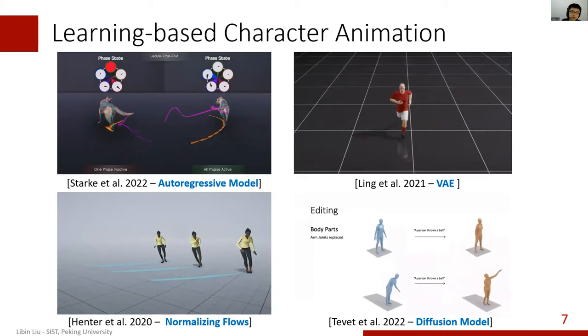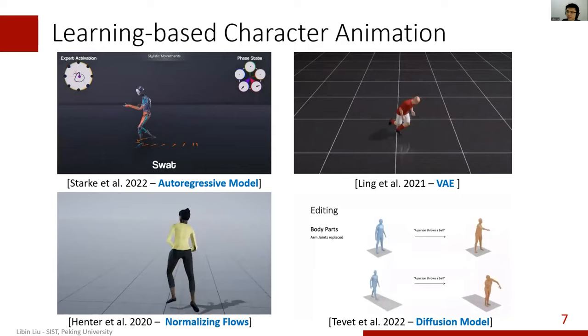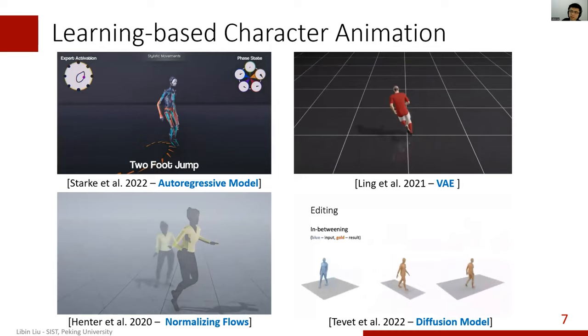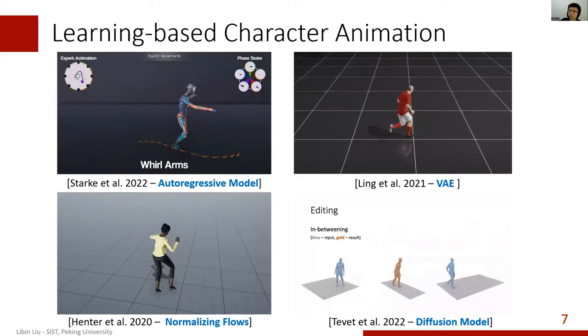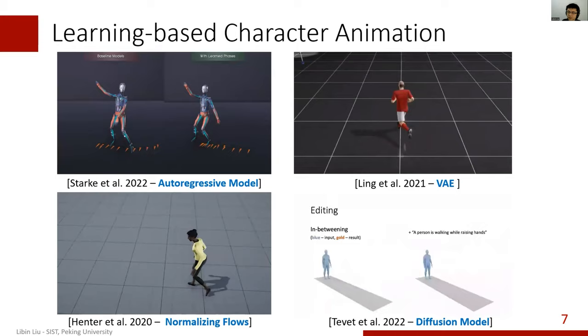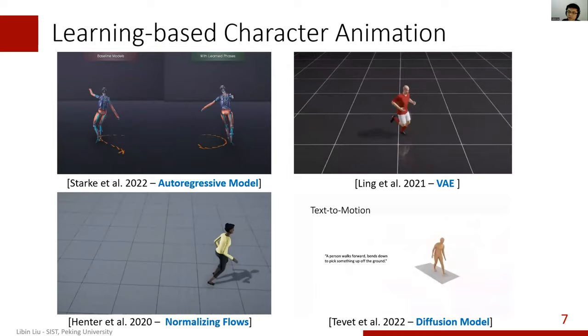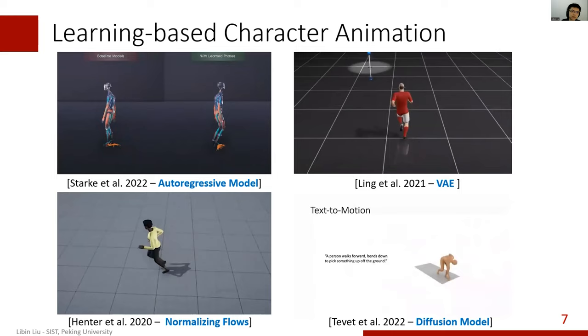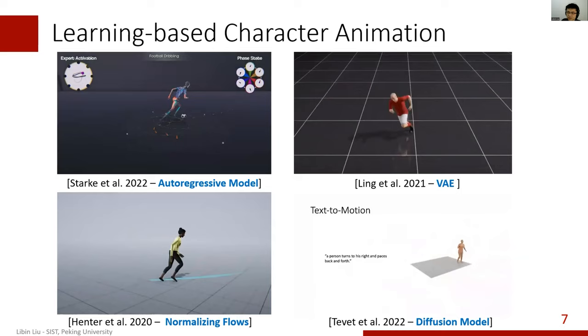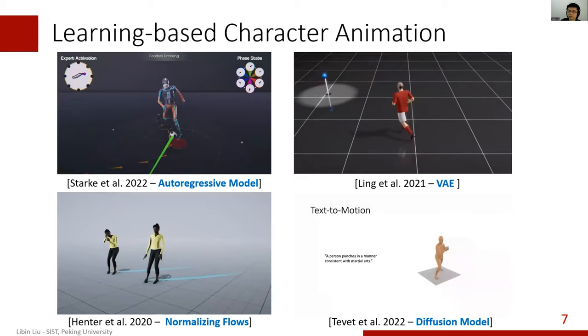The early works all used game controllers to provide the direction of the character as control signals. Now more works try to use higher-level descriptions, where we can type descriptions in natural language and the model converts them into a short piece of motion. I can imagine this line of research going very fast, and maybe in the next few years we can just input a script, and the character automatically performs it, and it becomes a movie.